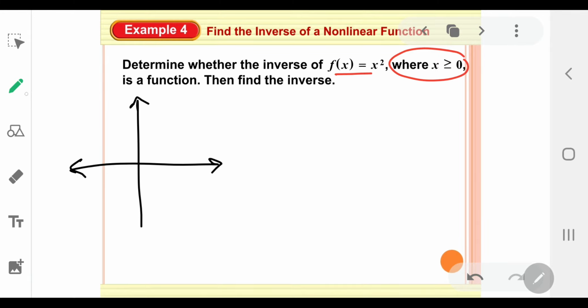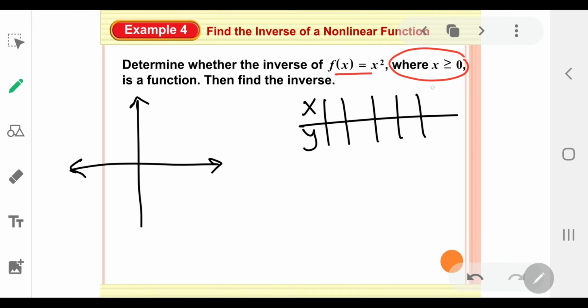The correct graph now is for the values of x which are greater than or equal to 0. If you're using a table of values, it means you can't use negative values for x. You have to start with 0 and the positive values only. 0 squared is 0, 1 squared is 1, 2 squared is 4, 3 squared is 9. It means when you sketch this graph, you're only sketching the right part of the parabola, because the domain is only the positive values of x, including 0.